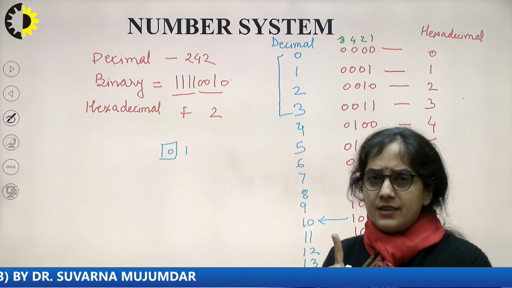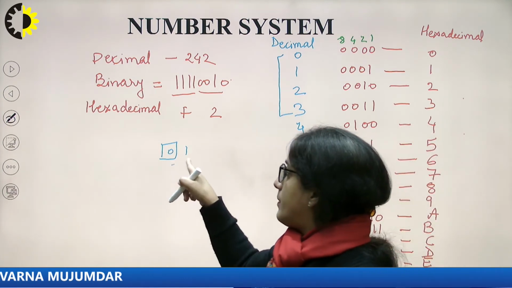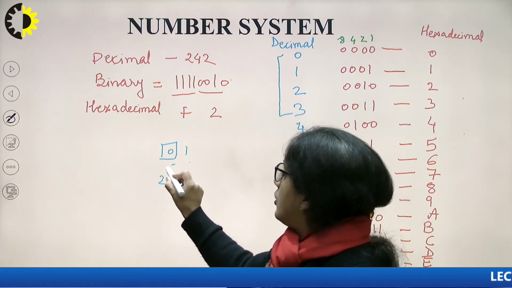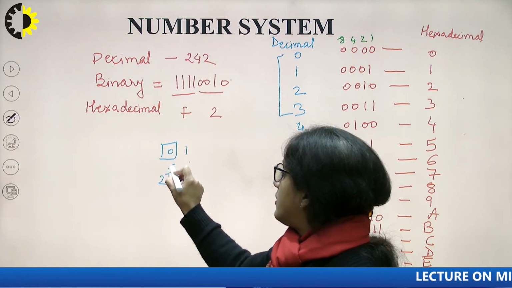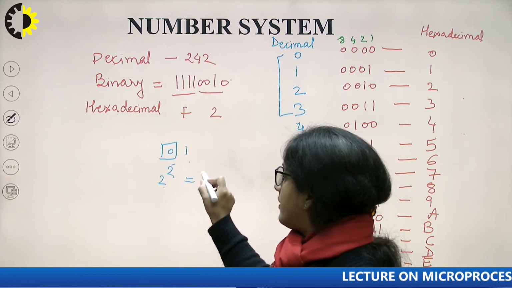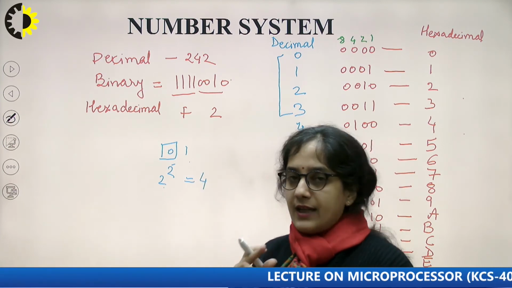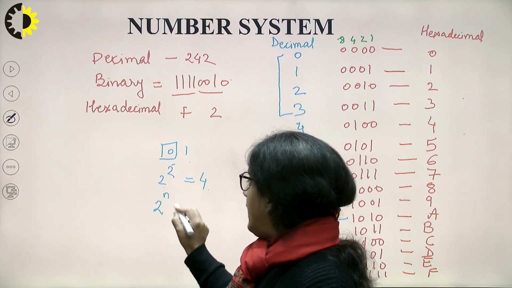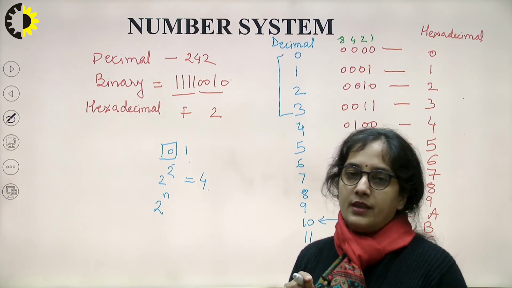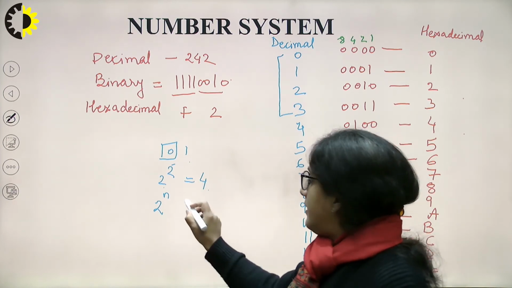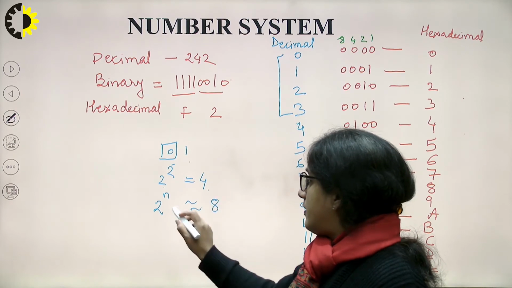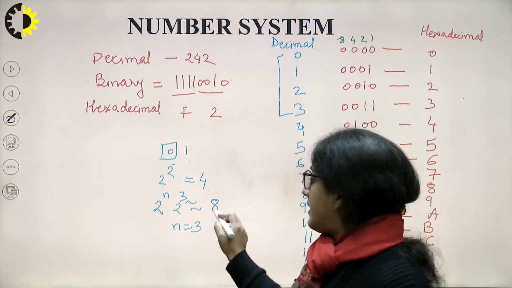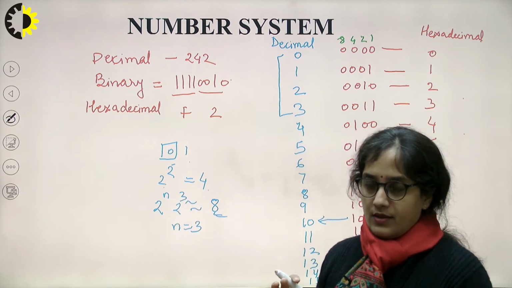From a single bit, I can represent 2 numbers, 0 and 1. To represent 4 numbers, I need 2 raised to power 2, that is 4. Okay, so with 2 bits I can represent 4 numbers. So in 2 raised to power n, this n value gives me the count. If n is 3, 2 raised to power 3, I can represent 8 levels.